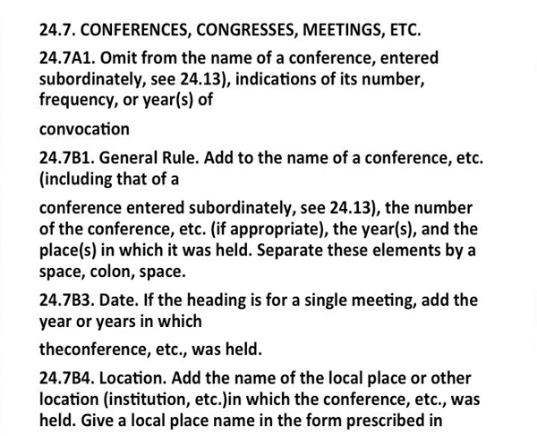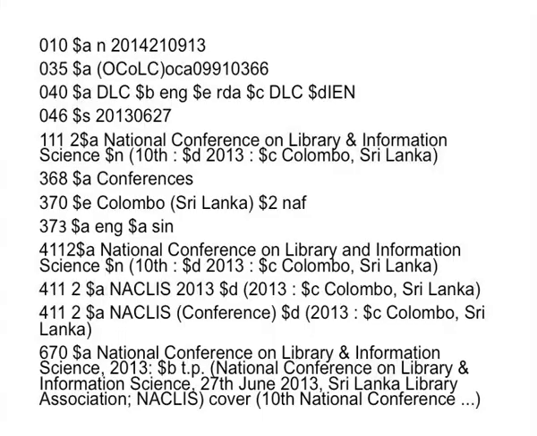I am giving you examples of two conferences which are held annually each year, the NACLIN conference by DELNET. The National Conference on Library and Information Science was held in Colombo in this example, and 10th is the recurring year in which this conference was held. In the 670 field of the MARC name authority record, you can find all the information: where the conference was held, the year it was held, the place, and the frequency of the conference.